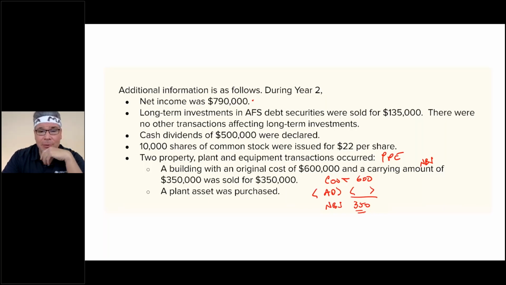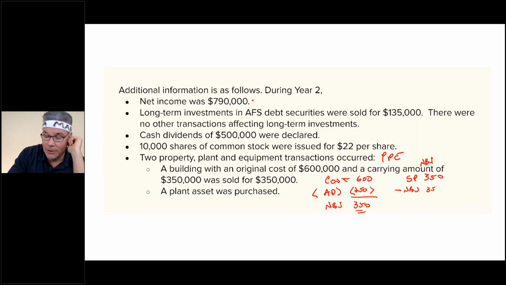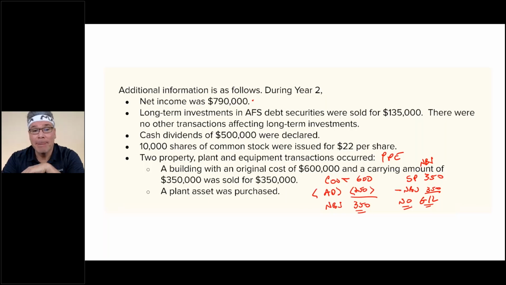So folks, what's our accumulated depreciation gotta be? Well, we could back into that, right? 600 minus 350, accumulated depreciation, 250. All righty, selling price, 350, minus your net book value, 350, no gain or loss, right? No gain or loss.